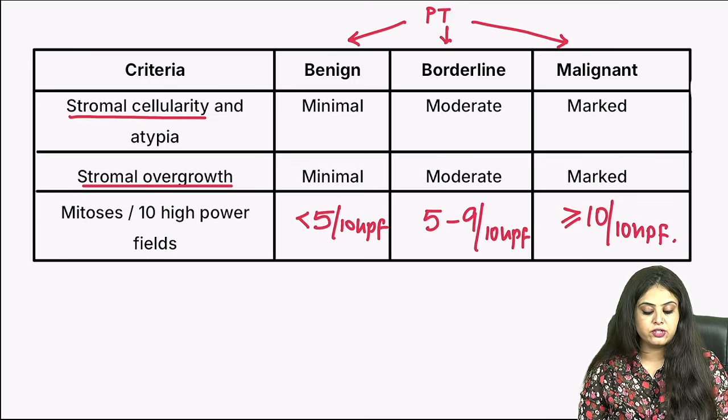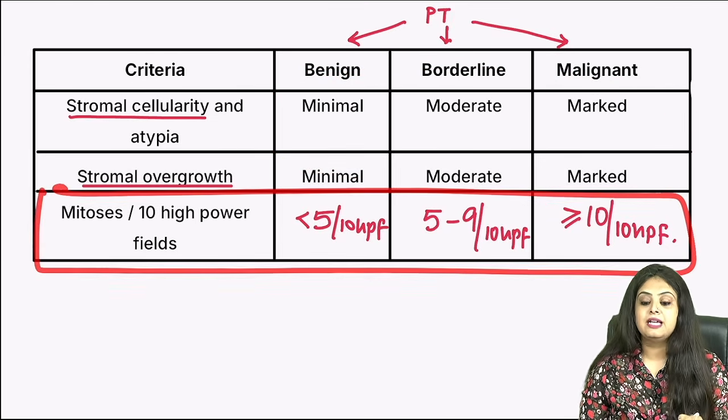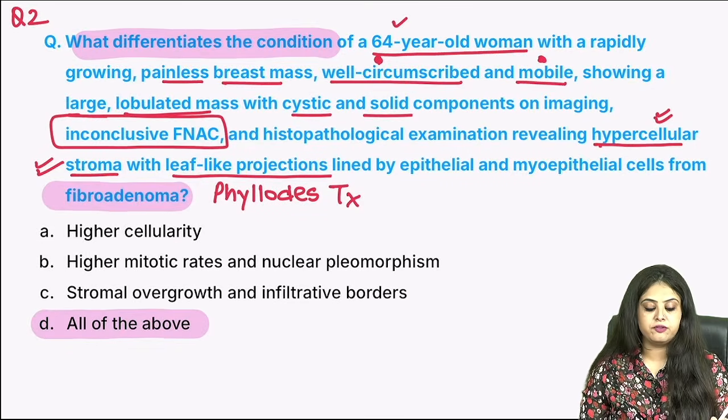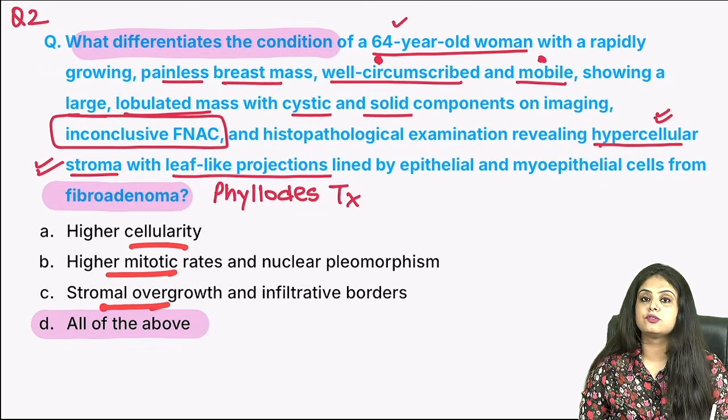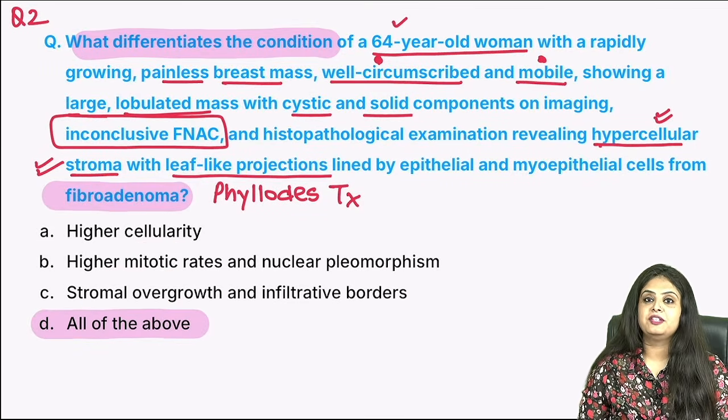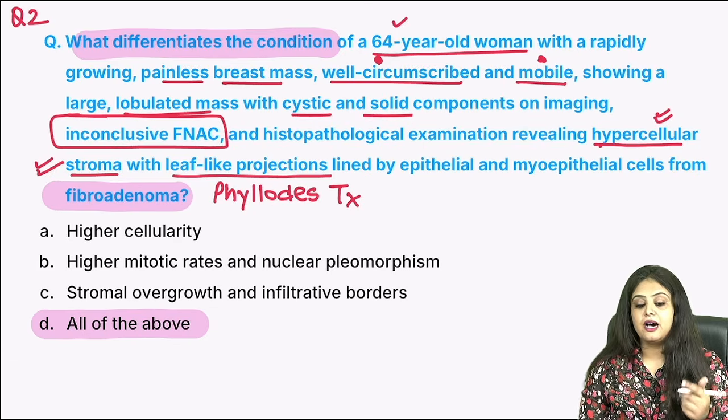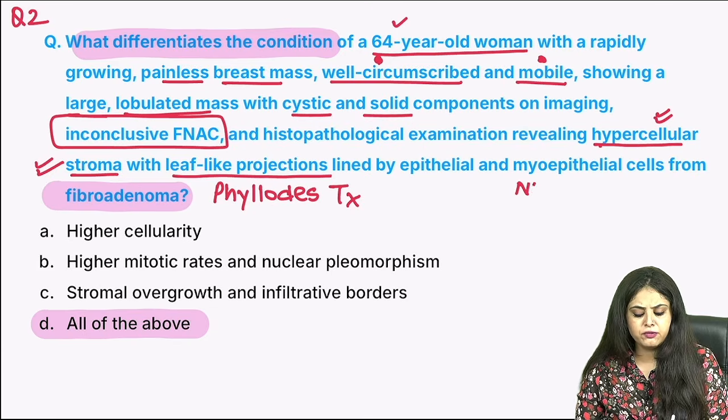So don't you think more than just knowing mild, moderate, severe, it is better that you do mitotic count and find out? And everything was written in the question over here, from cellularity to mitosis to stroma. So the answer is all of the above. Now what thing can be asked as a commonality? And this is not important for FMG students, but more for NEET PG students.